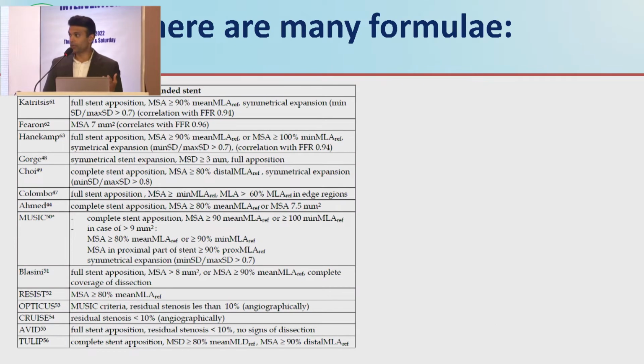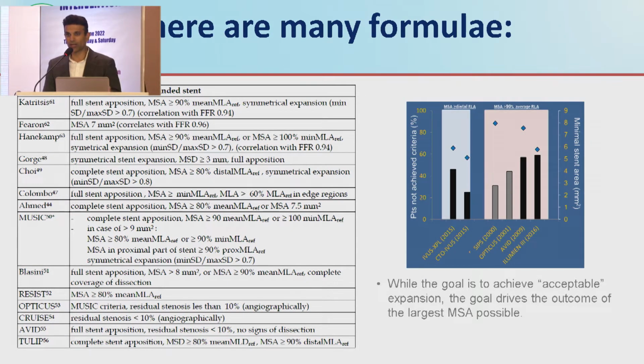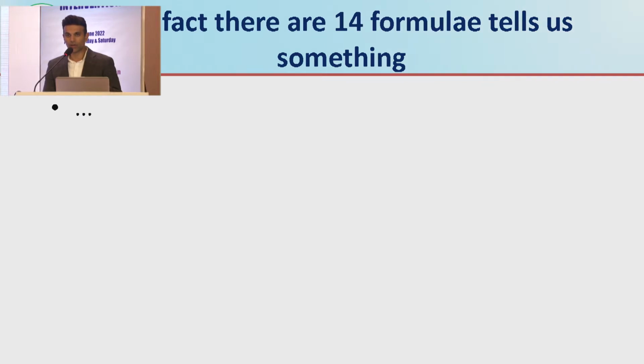So there are many formulae to decide how well you've put in a stent. What we try to do is make stents as large as they can be, but obviously we don't want to perforate the artery, we don't want to injure the patient, and we don't want to dissect beyond the stented segments. As a result, there isn't a whole lot of agreement around what the right way is. There are 14 formulae. Some say 90% of the distal minimal lumen area, some say 80% of the distal minimal lumen area, some say normalized physiology, some say borderline physiology, who knows?